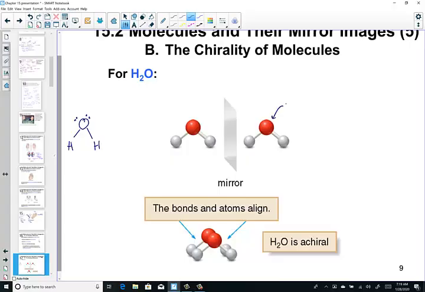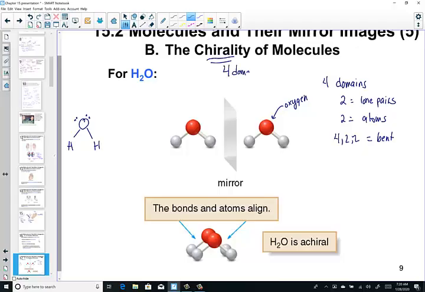This oxygen has 4 electron domains, 4 attachments, but remember, 2 of those domains are lone pairs. 2 of them lead to atoms. So remember the VSEPR, the valence shell molecular geometry. 4 2 2 gives me a bent molecule. So just thinking about molecular geometry, remember, to meet the criteria of being chiral, you have to have 4 domains that are different.